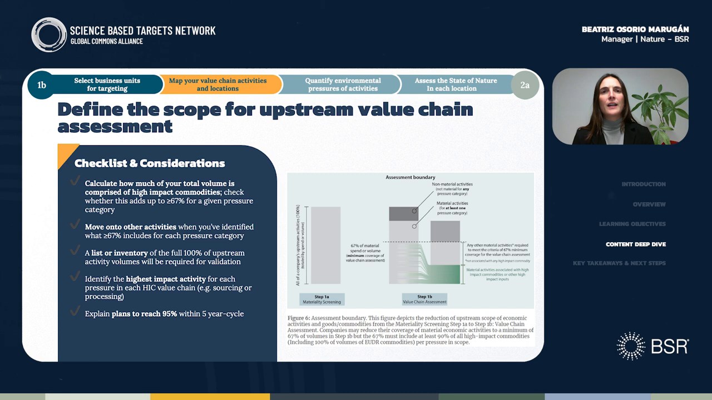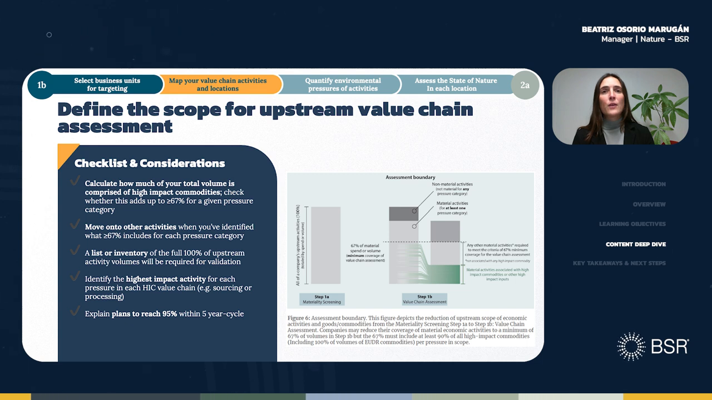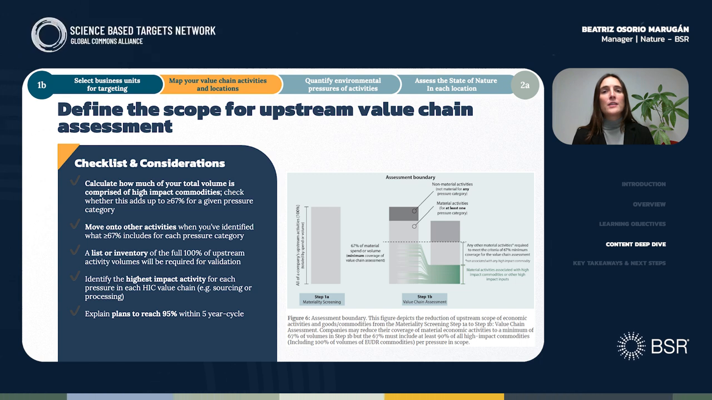Companies need to identify for each product they source and for each material pressure category which are the most impactful stages and focus their pressure assessment on those. In some cases, that might mean that multiple unit processes and locations need to be included for a given commodity if they are the most important.